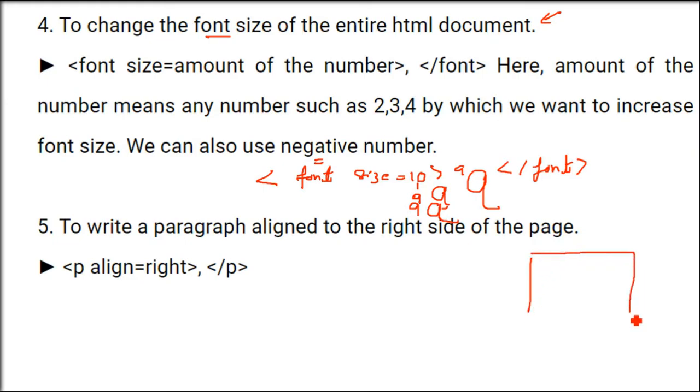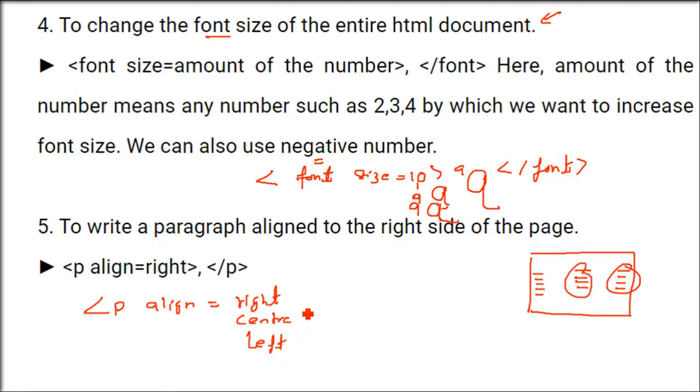To write a paragraph aligned to the right side of the page. Now we have the content. It can be center, it can be right, it can be left. Now you can just shift this according to P, that's paragraph. This align is showing you whether you have to put it in the right, left or center. So align equal right, it will be right. Center means it will be in the middle. Left means on the left corner. Now you will write the whole paragraph and you will end it with a /P.